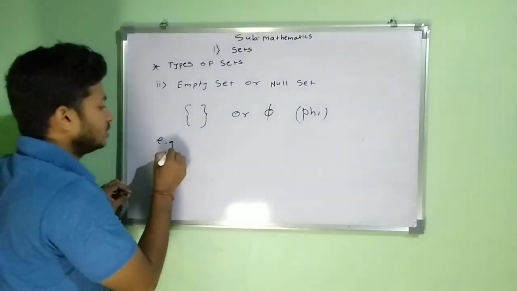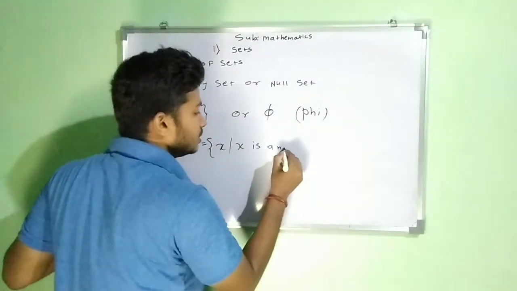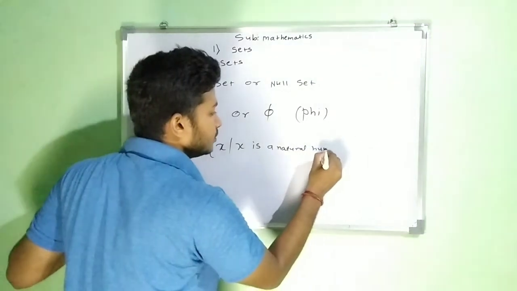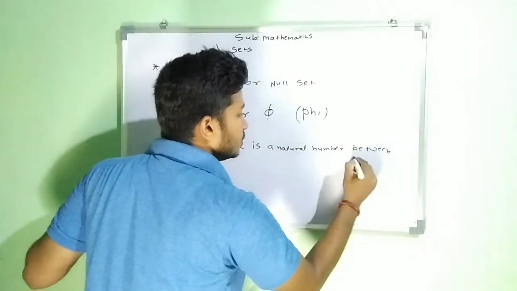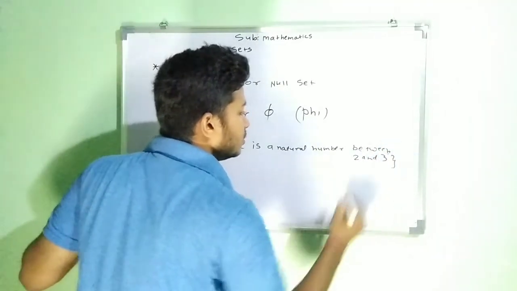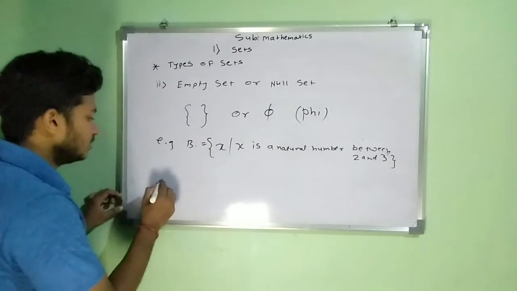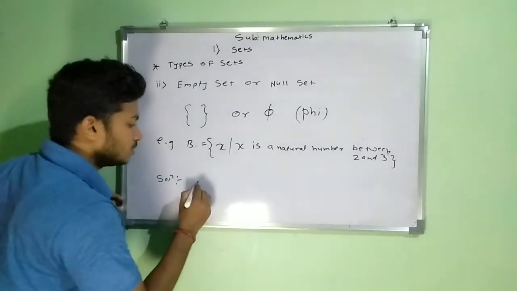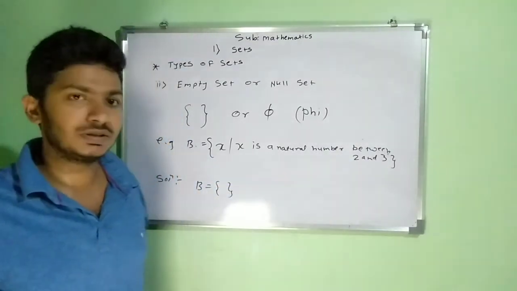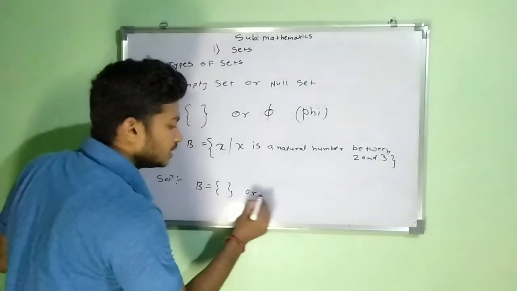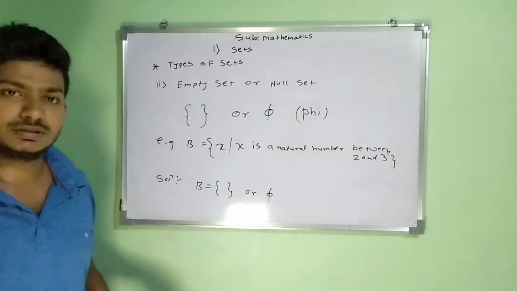For example, suppose we have a question: x such that x is a natural number between 2 and 3. So our question is we have to find the number x such that x is a natural number between 2 and 3. The solution will be B = phi, because we don't have any natural number between 2 and 3. We will get fractions, but a fraction is not a natural number. So the answer is an empty set or null set.